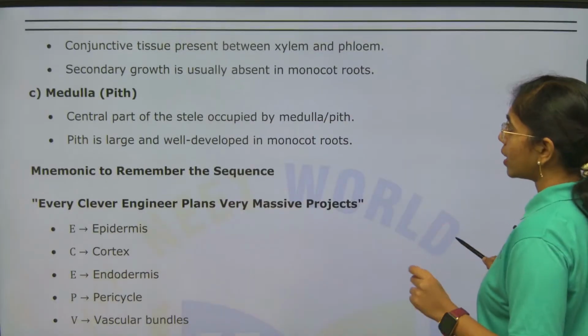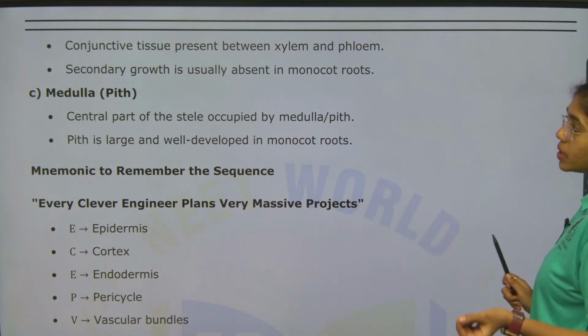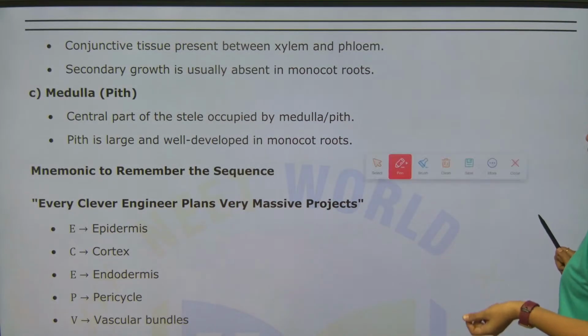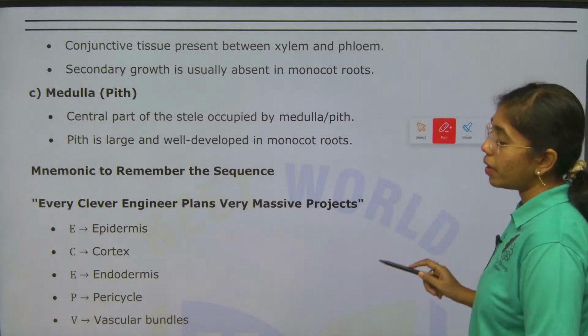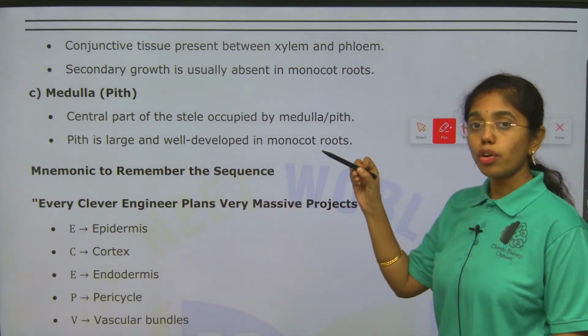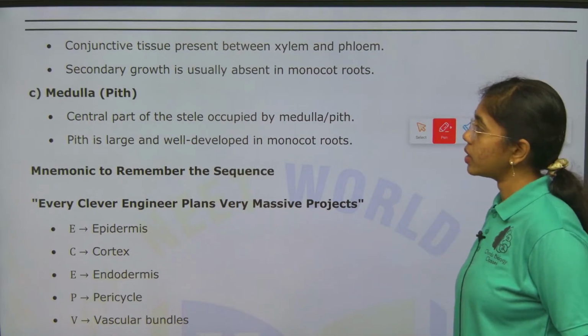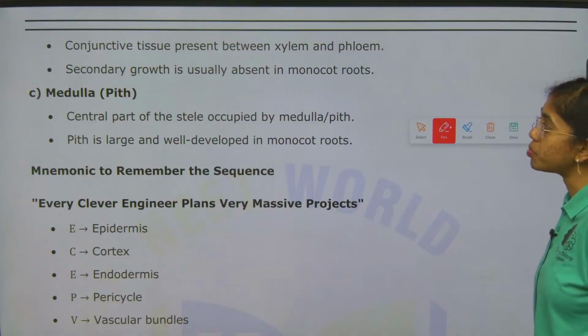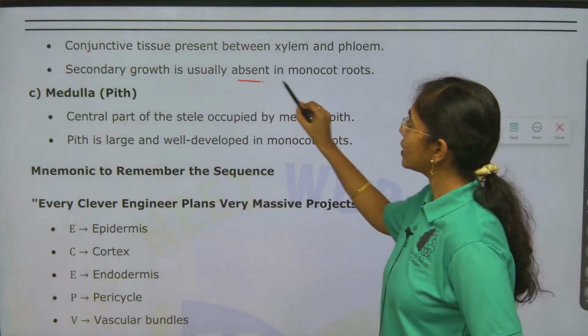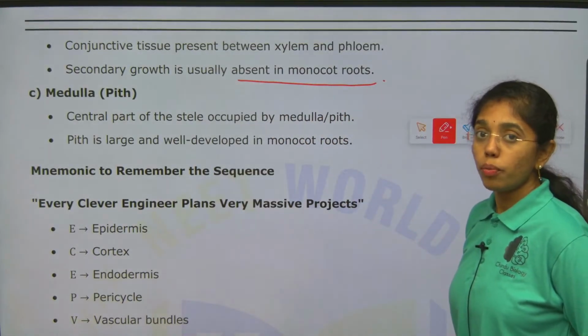Next, conjunctive tissue is present between xylem and phloem. In the dicot root, from that conjunctive tissue only, the vascular cambium will arise. Secondary growth is usually absent in monocot roots.